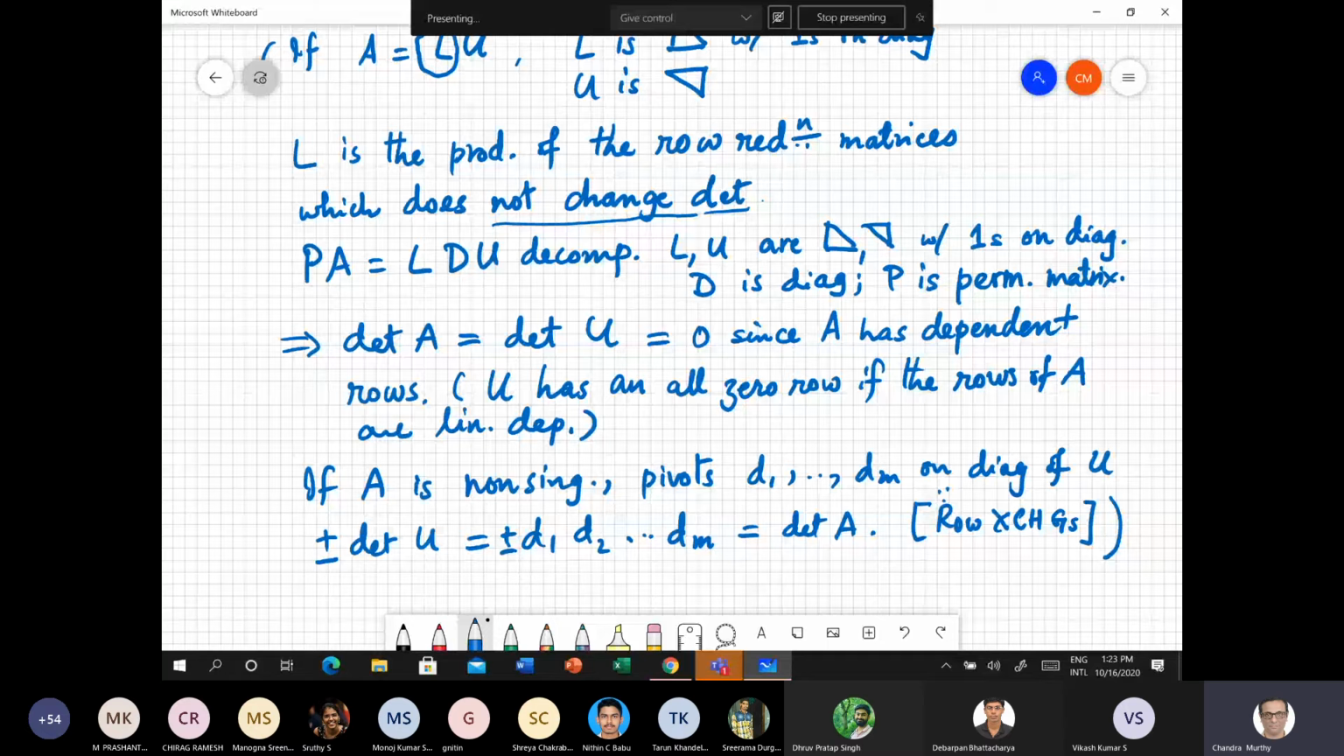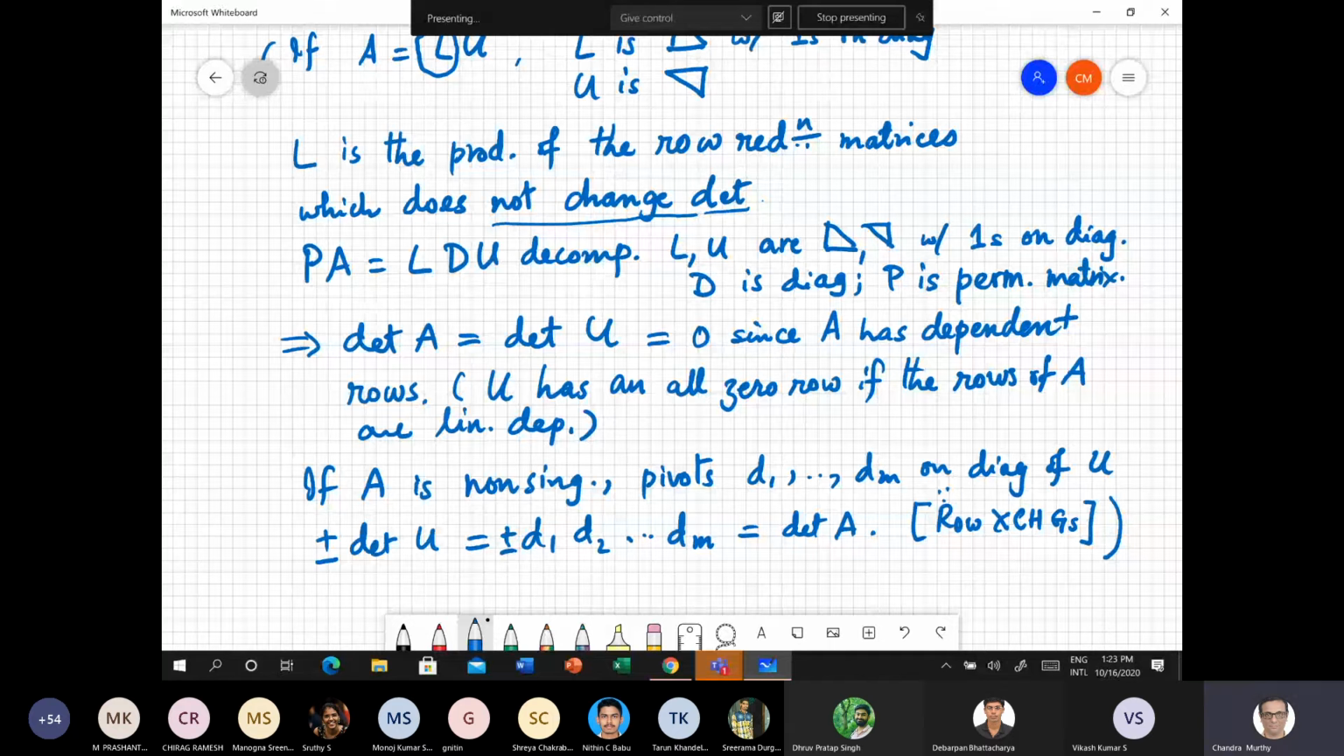So in the context of matrix factorization, the factors that come out when you do the row reduction operation, the diagonal entries of the reduced matrix are called pivot elements.